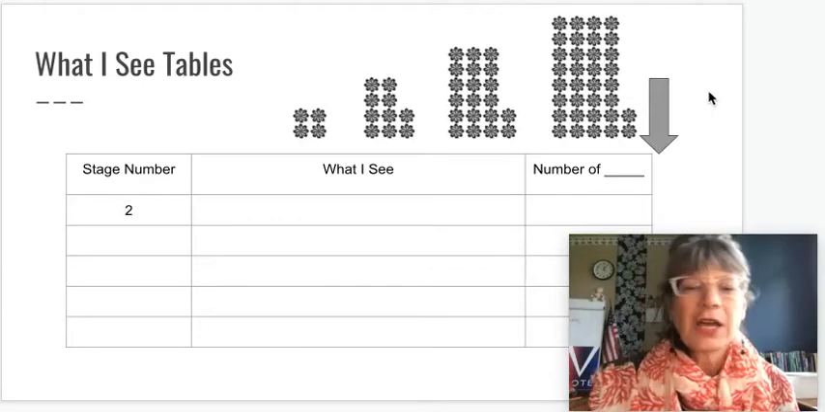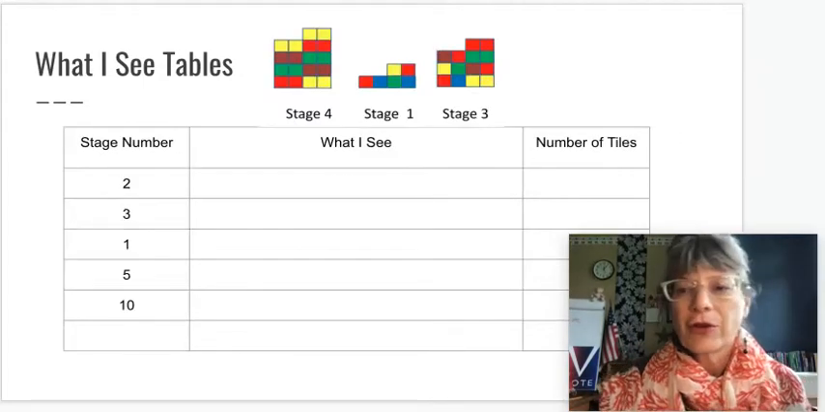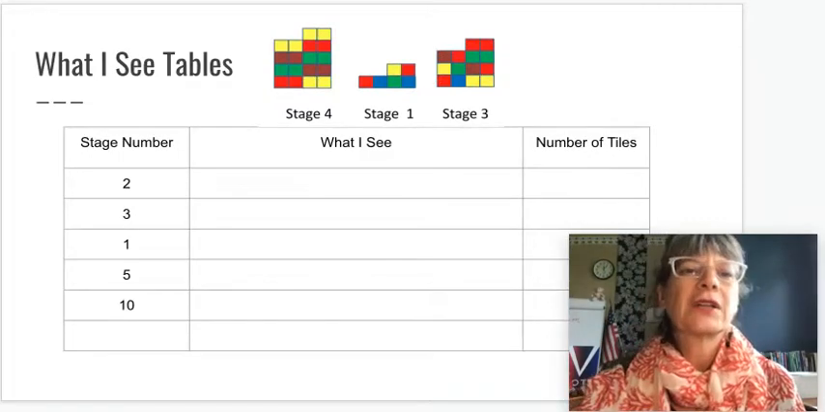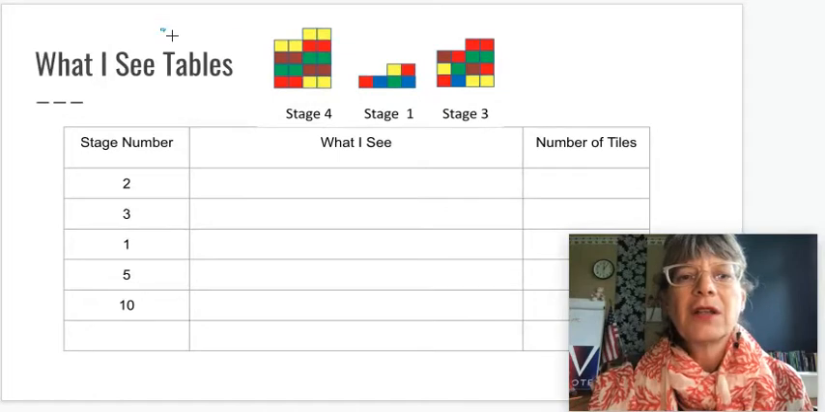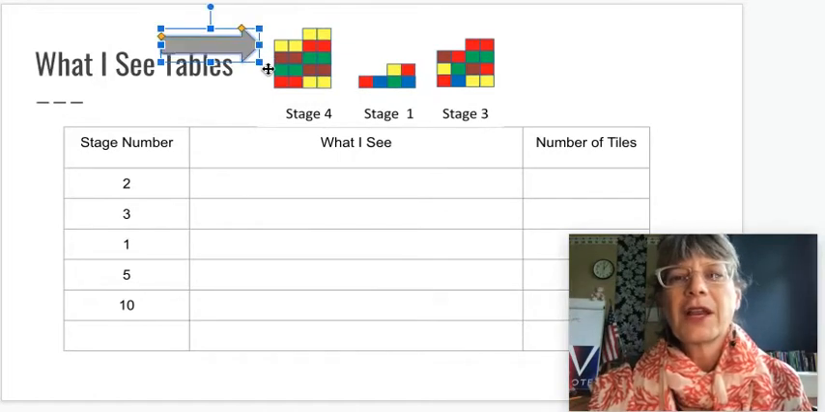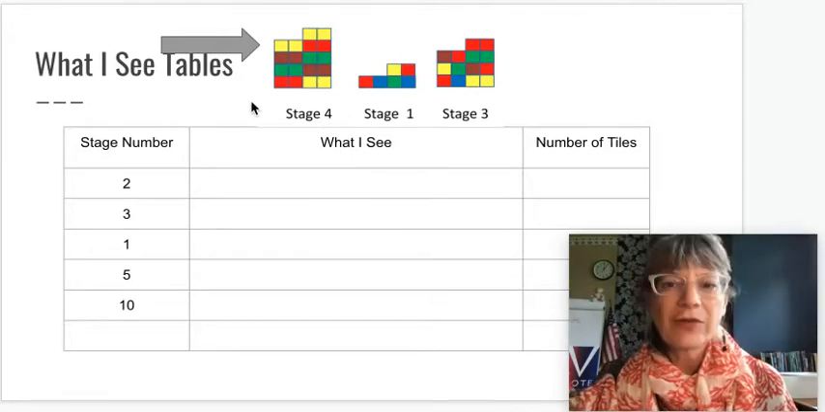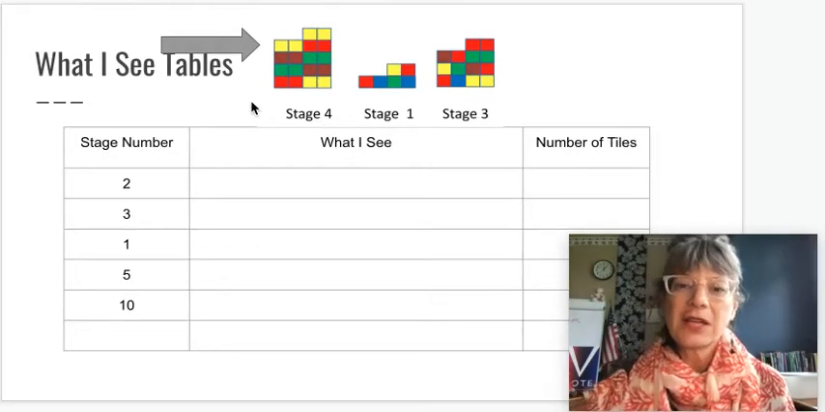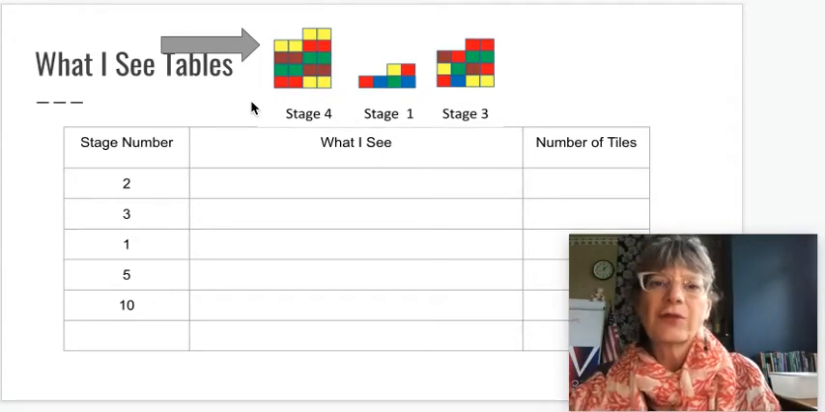When we're looking at tile stacks, which is the pattern that you'll be considering for your homework and also the one we looked at in class last week, you will be considering this pattern right here, which is built with tiles. So a What I See table for tile stacks has the stage number, what you see in the middle, and number of tiles on the right-hand side.